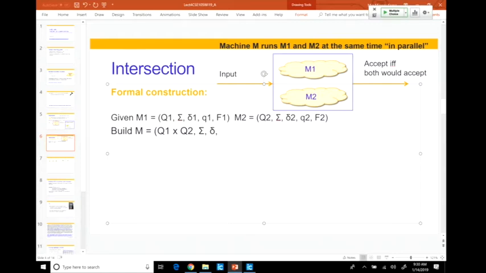Now, we're in this part of the room. Yeah, go for it, Maria. It's exactly that, the ordered pair of Q1 and Q2.